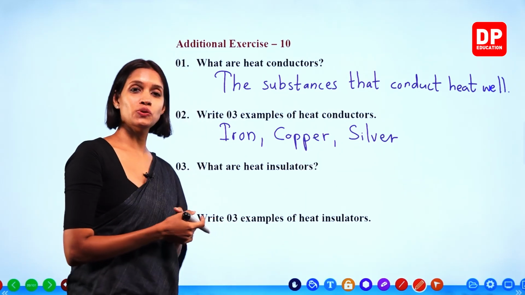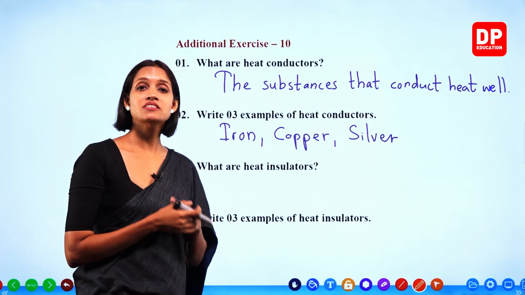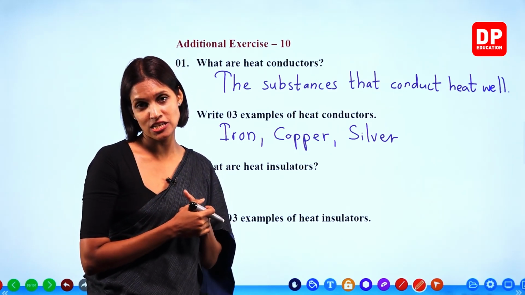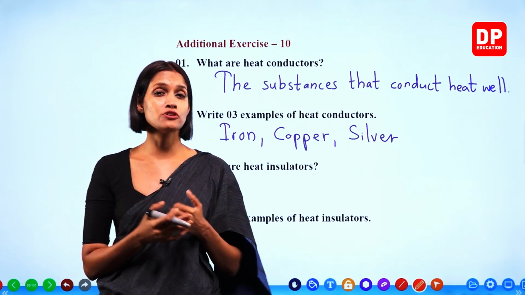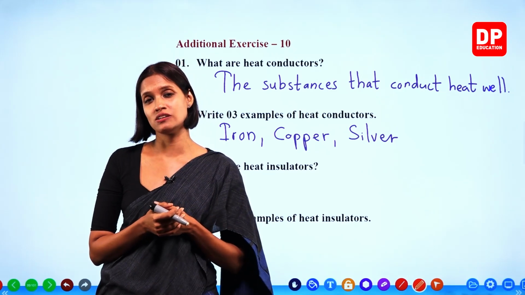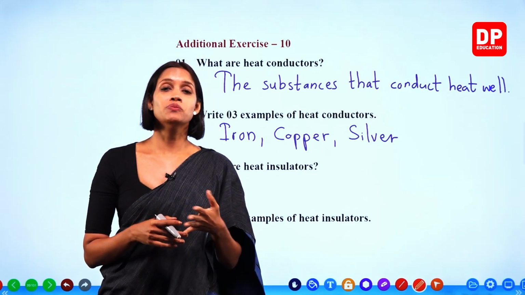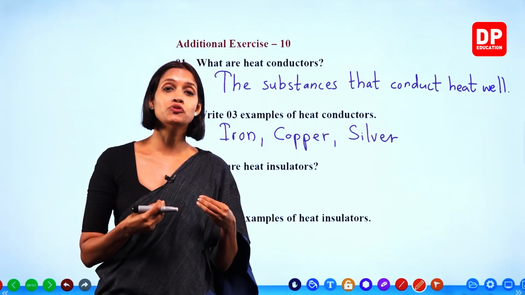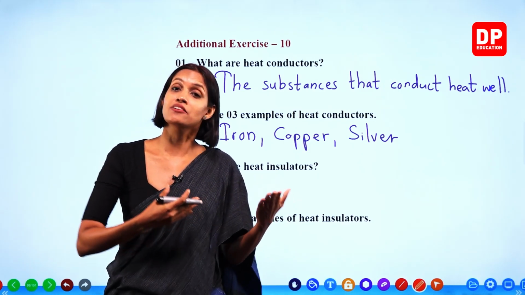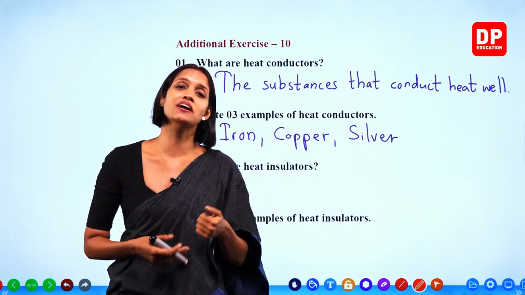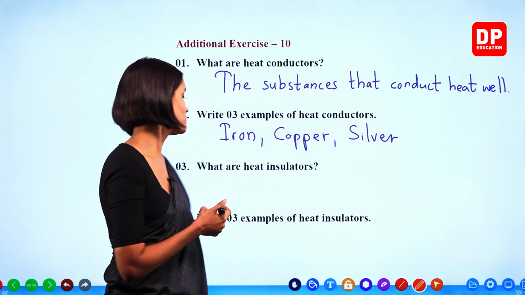What are heat insulators? The opposite of this. The substances that do not conduct heat well. So what are the examples of heat insulators, children? Styrofoam, paper, wood, glass, rubber, plastic, they are coming under heat insulators. Okay? Right.